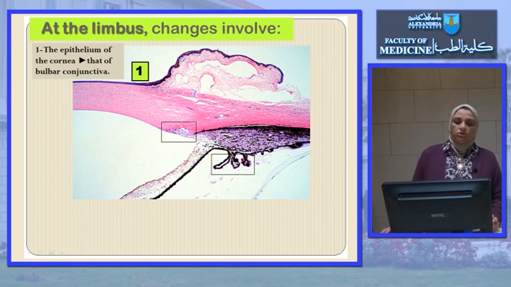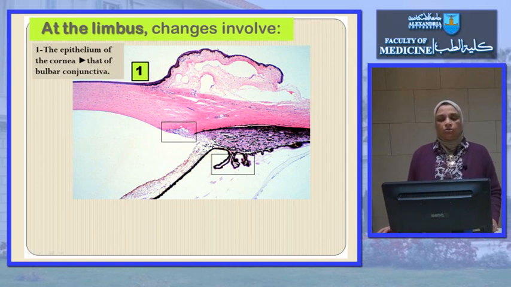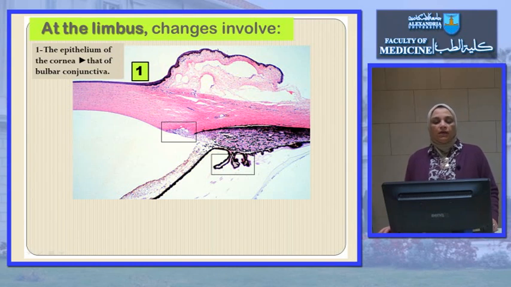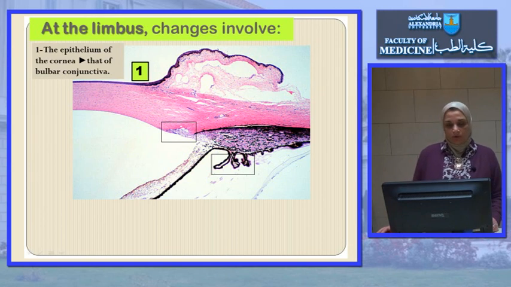Again, what are the changes occurring at the limbus? The epithelium of the cornea, with the straight basement membrane, now will continue as the bulbar conjunctiva. I said the bulbar conjunctiva is a mucous membrane which covers the sclera. So the epithelium will continue as the non-keratinized stratified squamous epithelium of the bulbar conjunctiva, which covers the sclera in front of your eye.